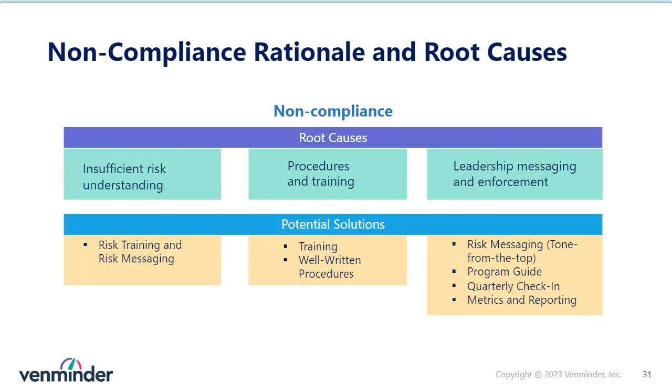So now that we've teased out some root causes, we have some possible actions that can enable a positive outcome. So, for insufficient risk understanding, maybe they need more training and stronger messaging from their frontline managers. Maybe we need to provide some better education and training and rewrite our procedures so they're easier to understand and follow. And maybe we need better risk messaging, get that tone from the top.